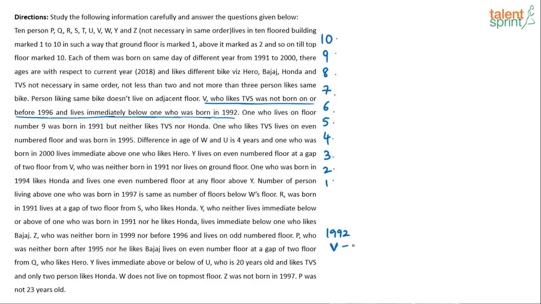V likes TVS, and his birth year is greater than 96, I can say. He was not born on or before 1996, so he was born in 97, 98, 99 or 2000. There are 4 possible values for V. Greater than 96 means it can be 97, 98, 99 or 2000. And these two will be together. The one who was born in 92 and V are neighbors basically.